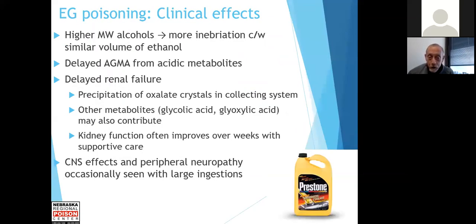So an ethylene glycol patient is generally going to be more inebriated than somebody who drinks ethanol, because for reasons that are unclear, higher molecular weight alcohols tend to be more inebriating. As far as other lab abnormalities, the anion gap acidosis is often delayed. So depending on when we see them, the acidosis might or might not be prominent. If they present early, they might not have much of an acidosis. They might have oxalate crystals. Again, that's going to depend on the timing. They might have signs of kidney failure, but again, that's mainly going to be a late finding.